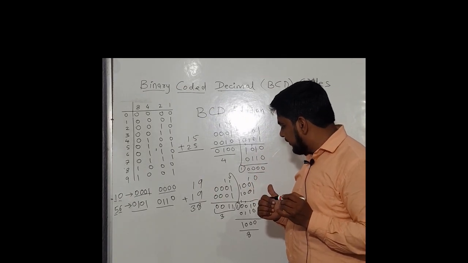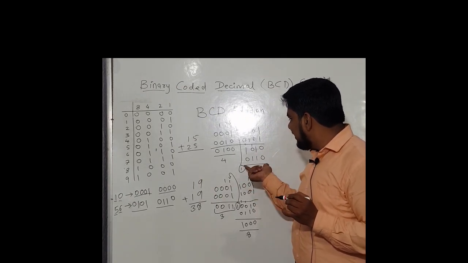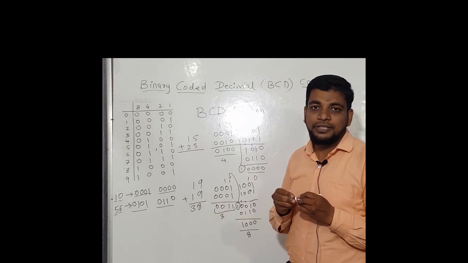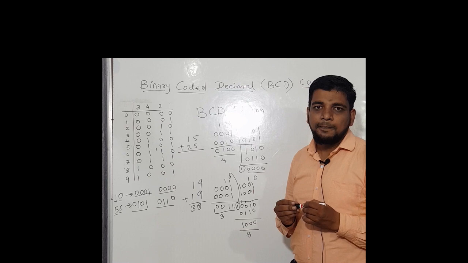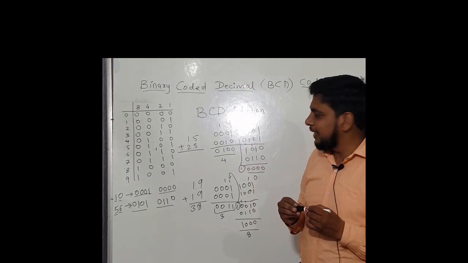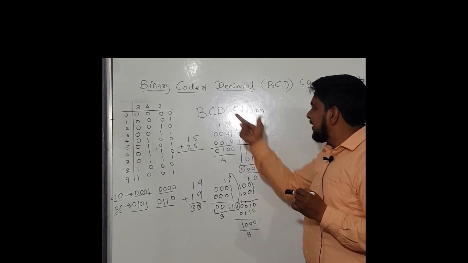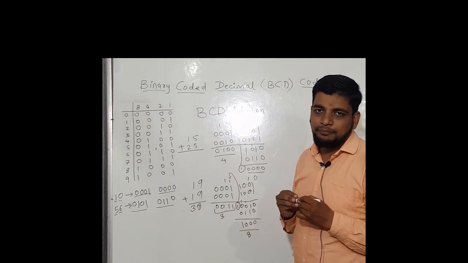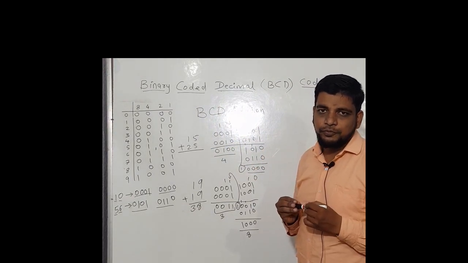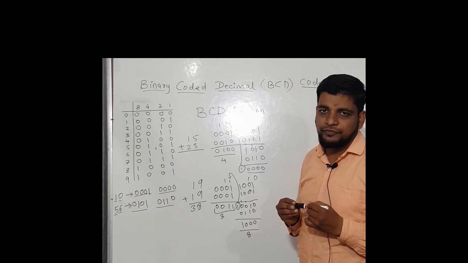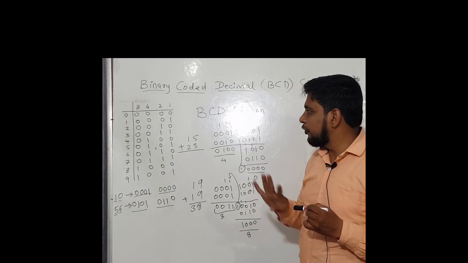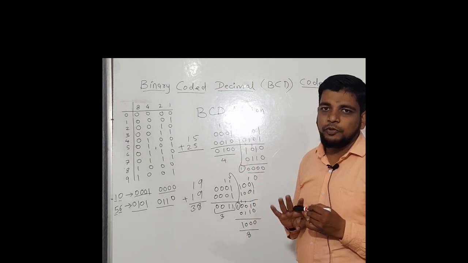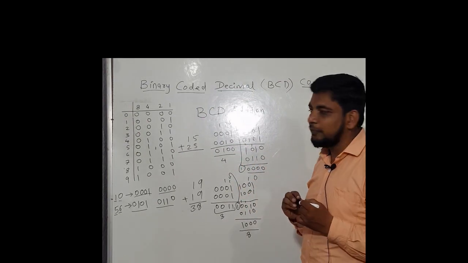Now, in BCD addition, why are we adding 6 only? This is my question. Why add 6 only? Why not 7? Why not 8? The logic behind it is that BCD is a 4-bit number. What is the range of a 4-bit number? That is 2 raised to 4, from 0 to 15. A 4-bit number has a maximum of 2 raised to 4, that is 16 possible combinations.